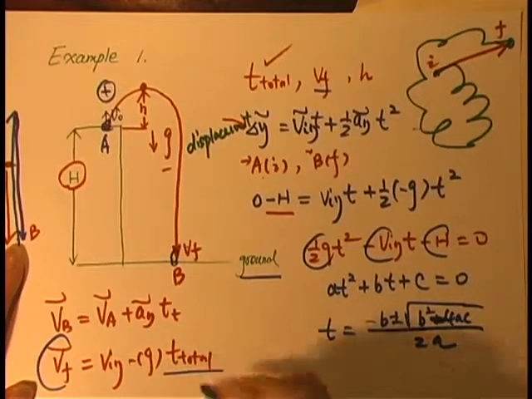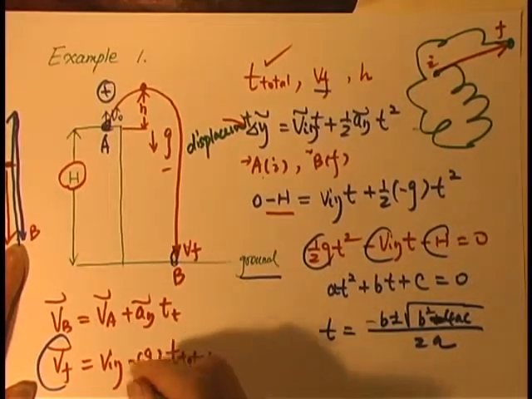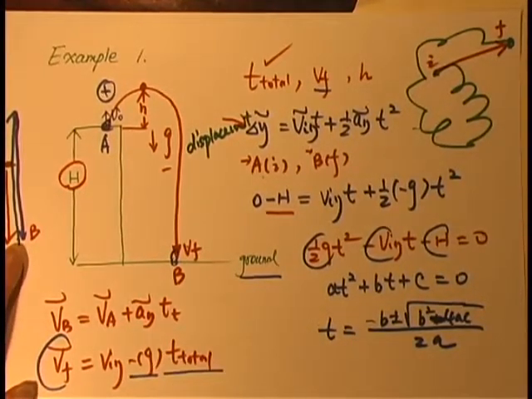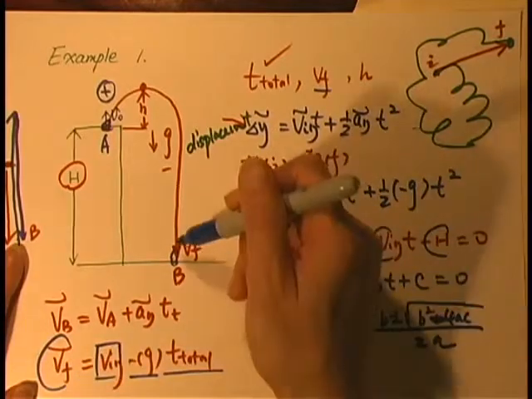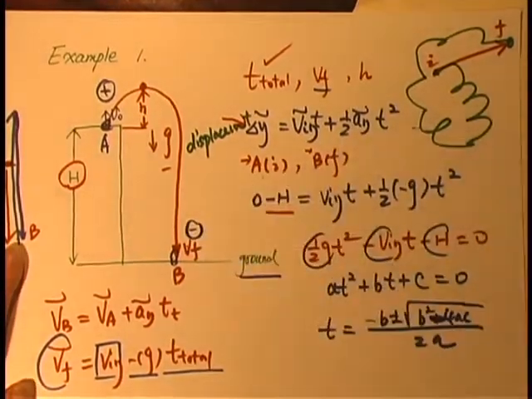Well, T total is usually large. After time a G, this negative term is much bigger than this V initial Y. Therefore, your total result will be negative. Your V final being negative means it's coming down right here.